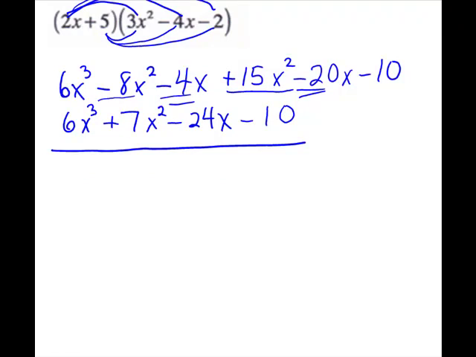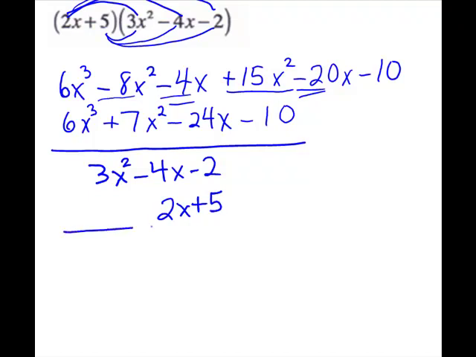I'm going to show you the same problem with the other technique so you have a choice. We will do a vertical style, and it's like old arithmetic. You're going to put the longer one on top. So 3x squared minus 4x minus 2, the shorter one underneath, aligning to the right. So 2x plus 5. We will take 5 times everything on top. So 5 times negative 2 will be negative 10. 5 times negative 4x, negative 20x. 5 times 3x squared will be 15x squared.